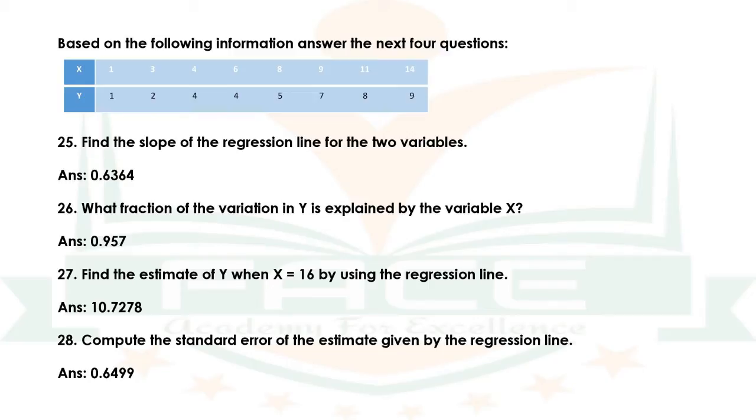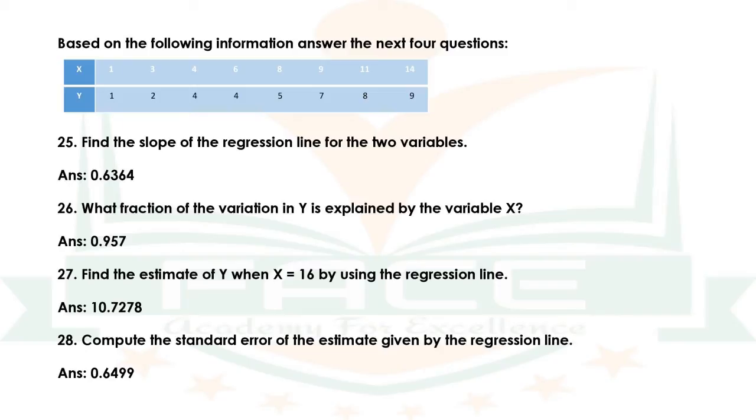Next, based on the following information, answer the next 4 questions. In the given information, we have 2 variables x and y. The x values are 1, 3, 4, 6, 8, 9, 11 and 14, and the y values are 1, 2, 4, 4, 5, 7, 8 and 9. Question number 25. Find the slope of the regression line for the 2 variables. The answer is 0.6364.